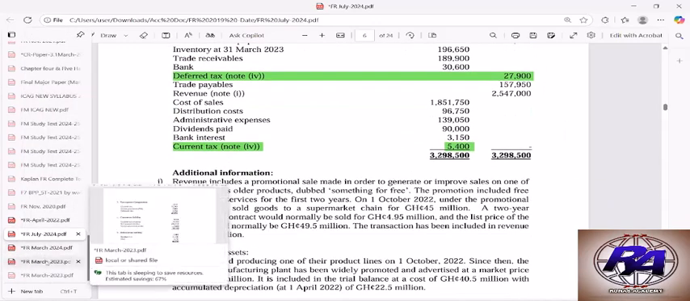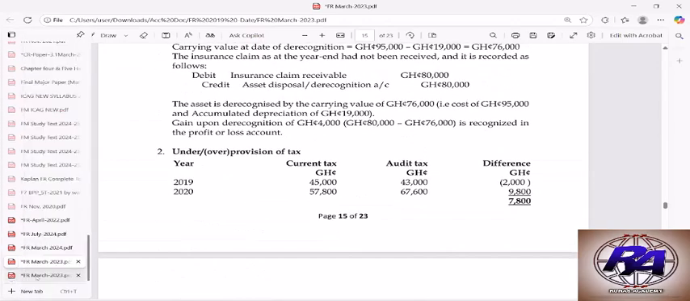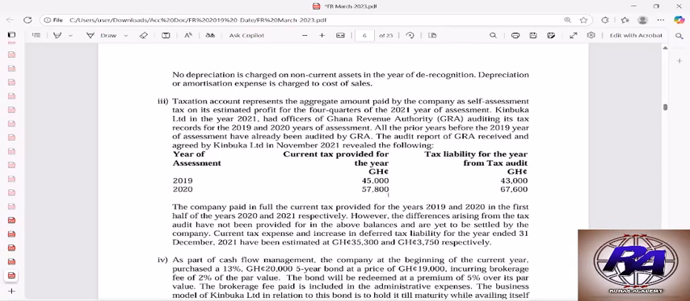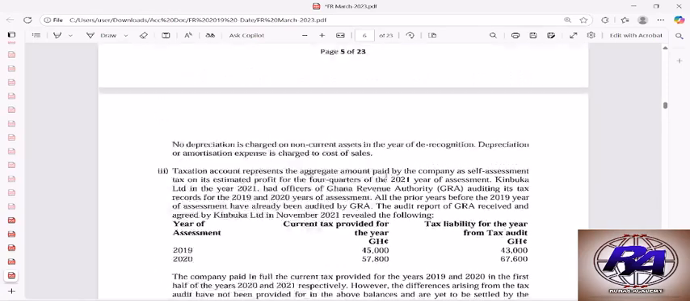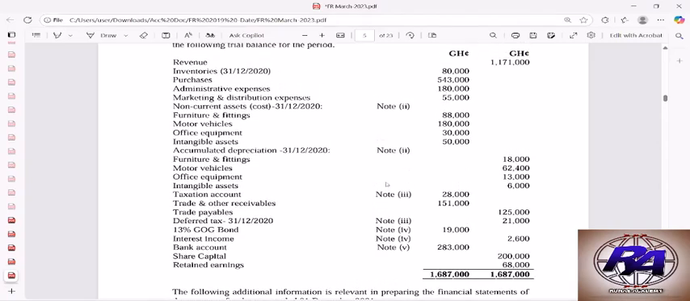All right, let's pick another one. I want us to pick another difficult one. I think it's this one. Okay, so first let's go to the trial balance and check if we have anything on deferred tax, anything on current tax. Let's check. So there is something here on deferred tax.